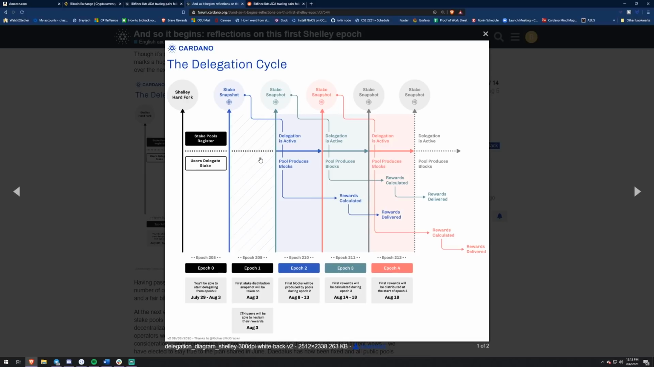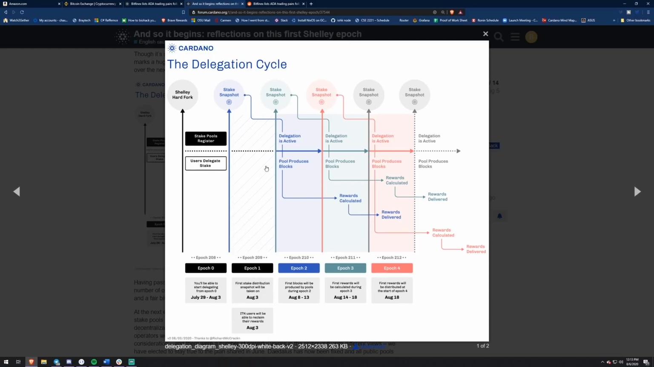So it takes the epoch that you delegate in, the snapshot's taken, and then the delegation is actually active the following epoch. So snapshot, skip, following epoch, delegation's active. Rewards are calculated during the following epoch after the blocks, and then the rewards are delivered at the next stake snapshot. I know this is all confusing, but after it happens for a couple epochs, you guys are really going to start understanding this when payments are coming.